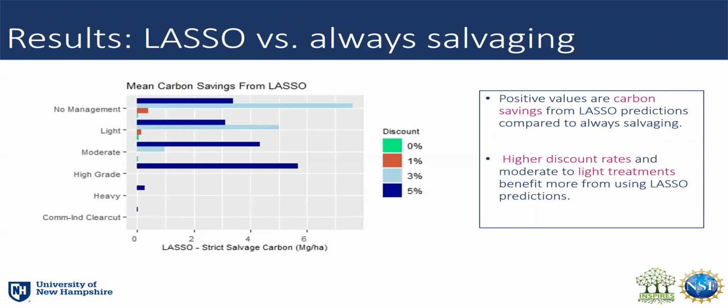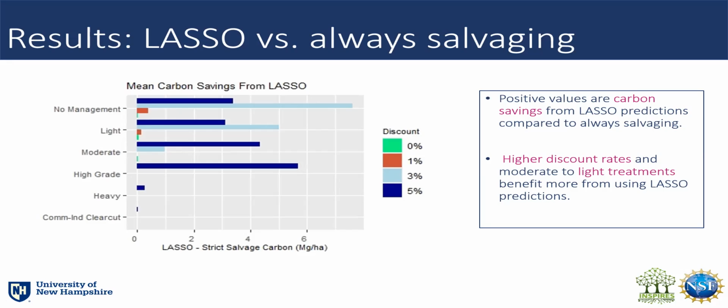So our results: the positive bars are the scenarios where the lasso is more useful and provides a carbon savings compared to always choosing to salvage log. Here you can see those residual stand conditions, moderate to no management, are where the lasso model is more useful, again because there's more volume to salvage, since more volume has been left there at the start of an outbreak. So the lasso models are more useful in those cases compared to a heavier clear cut, where there's not going to be a lot of wood to remove anyways.